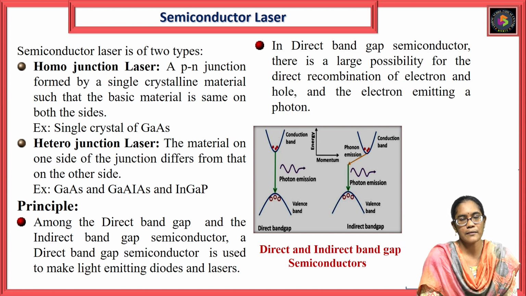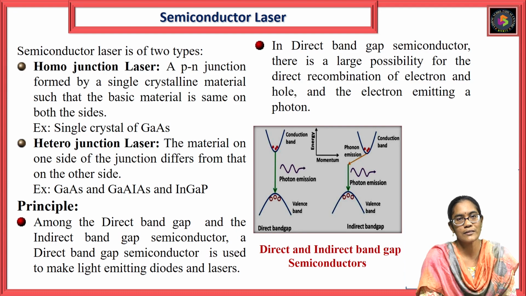If it is a direct bandgap semiconductor, there is a large possibility of direct recombination of electron and hole, so the emitted energy is more, and the lasing action can be done more. That is the first condition.